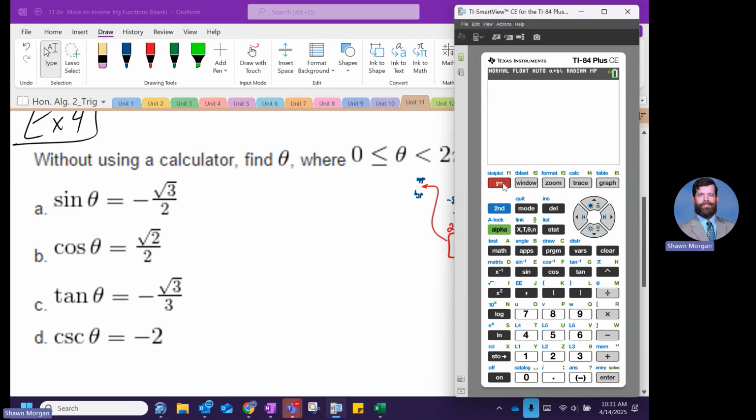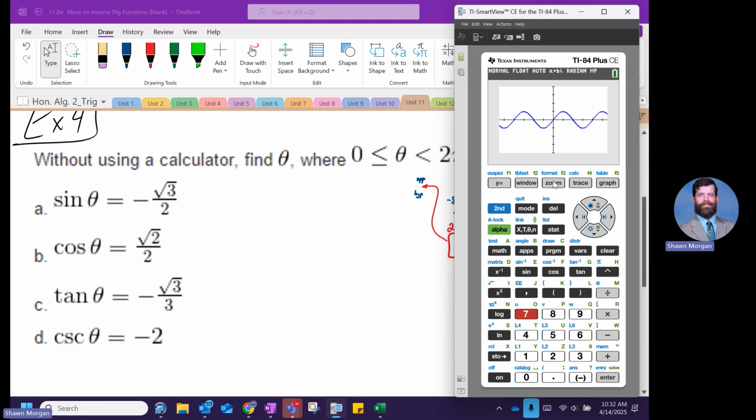All right. And what I want to do is I want to show you a neat little zoom trick. Are you ready for this? Watch this. We're going to hit zoom. And which zoom do you think we might want to use here? Zoom 7 for zoom trig, because we're graphing a trig function. We're going to go to zoom 7. And what that does, it gives me a nice nifty window.